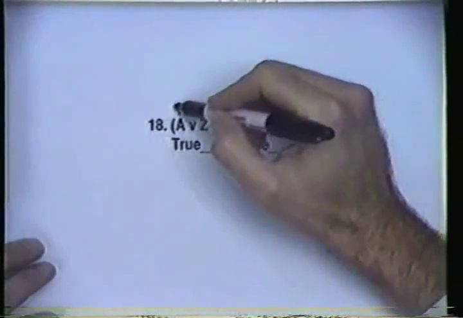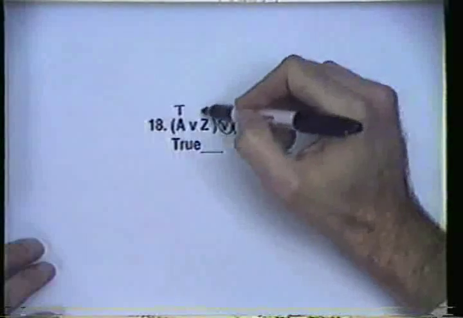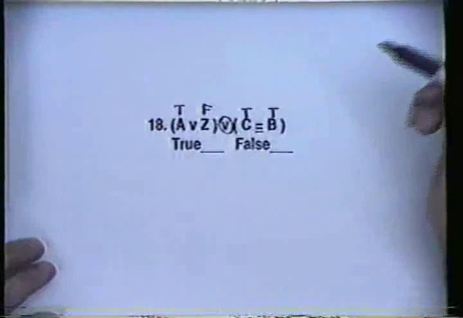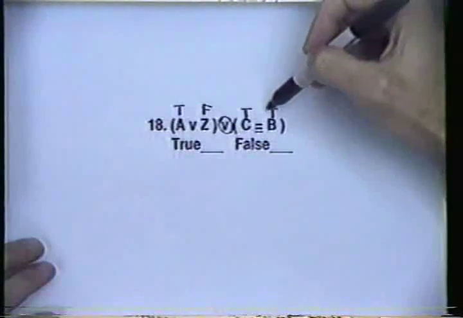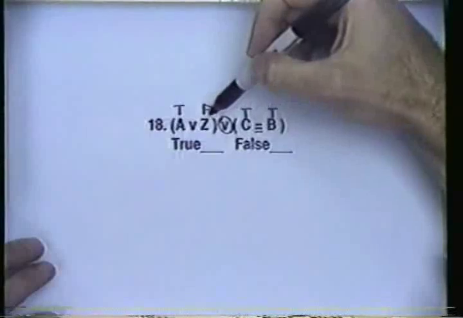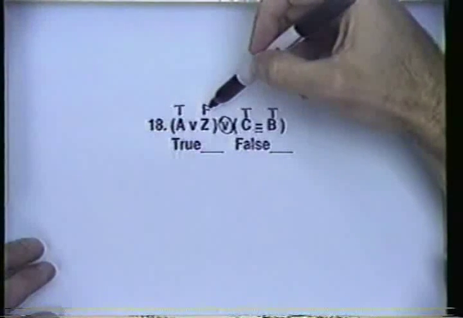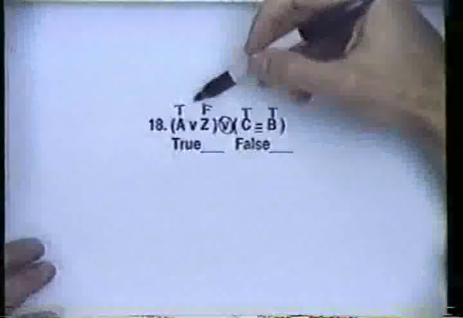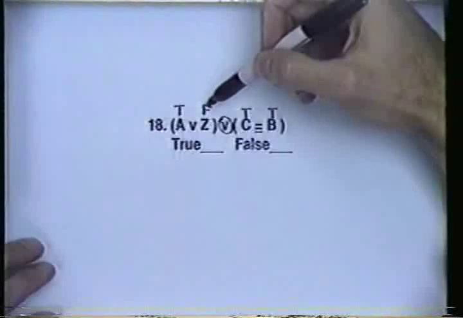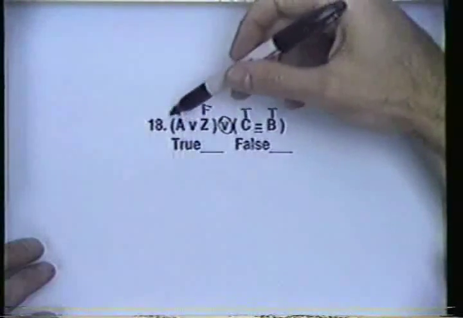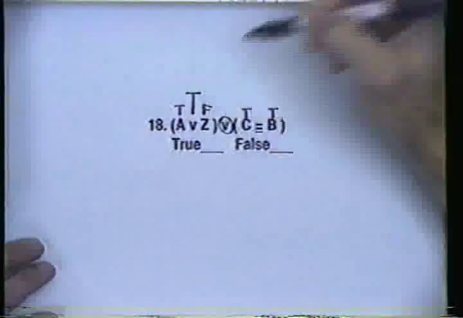So remember, we assigned the truth value true to A, false to Z, true to C, and true to B. Now it doesn't matter which side of the disjunction we start with, but we need to figure out the truth value of this disjunction, A or Z, knowing that A is true and Z is false. If you remember from your reading the characteristic truth table of the disjunction, you'll know that the disjunction is true under every condition except where both of the disjuncts are false. Here we have one of the disjuncts being true, so A or Z itself is true.